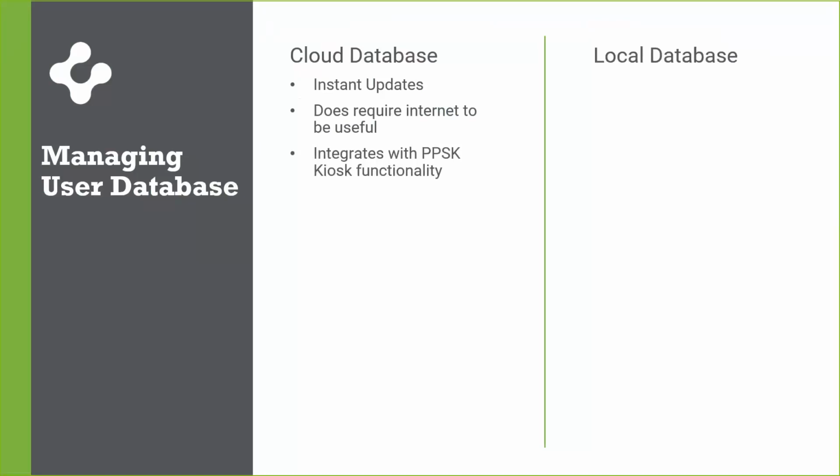The other database is a local database. Now, with a local database, we must push all user changes to the access points. The access points have the power and the control of the database in this scenario. However, if the internet goes down, people can still authenticate. But if we were to let someone go or hire someone new who needs wireless access, we have to make sure to push those changes to our access points using our cloud platform.